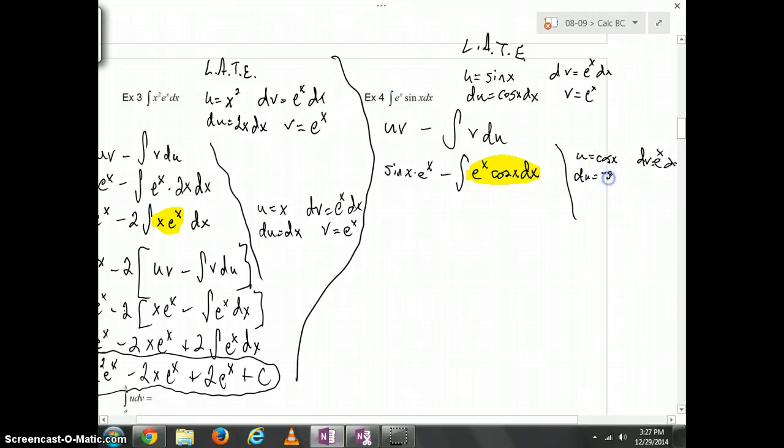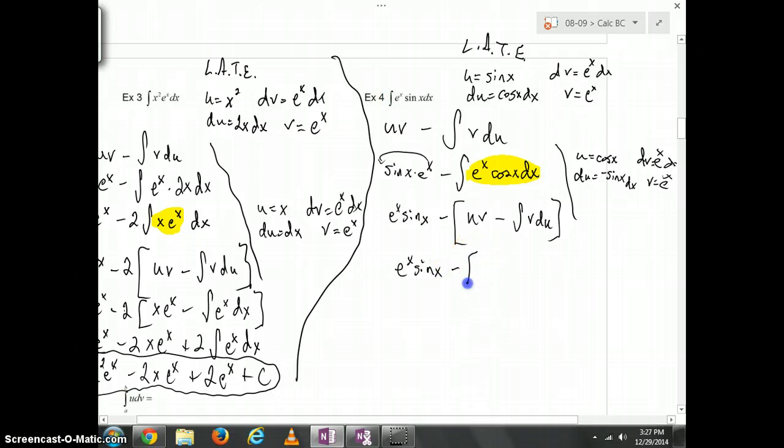Du is equal to the negative sine of x dx. And here we'd have v is equal to e to the x. So tell you what, for our beginning term here, sine x e to the x, I'll just bring that e to the x out in front. And then I'm going to treat this integral as another uv minus the integral of v du. And very quickly, I think you're going to see that we're going to have uv, well, that's the cosine of x e to the x.